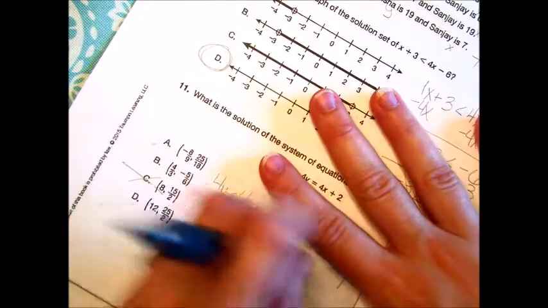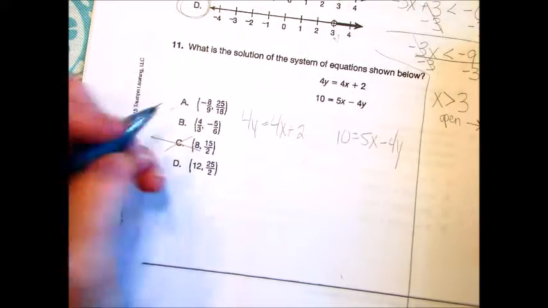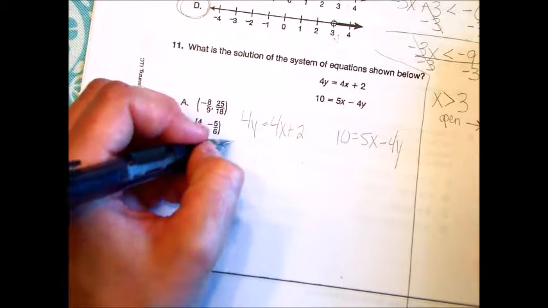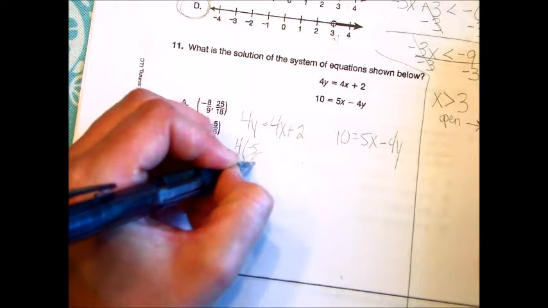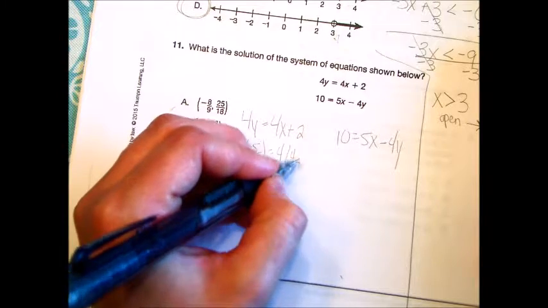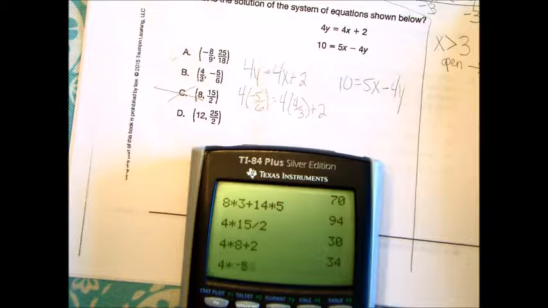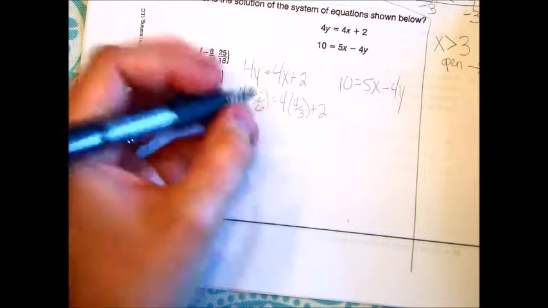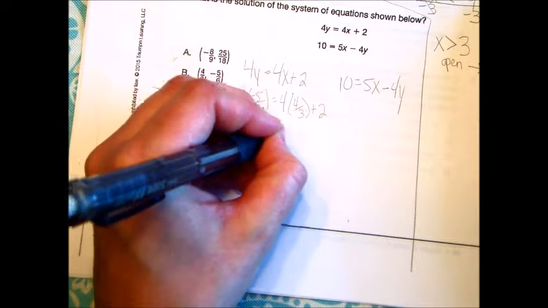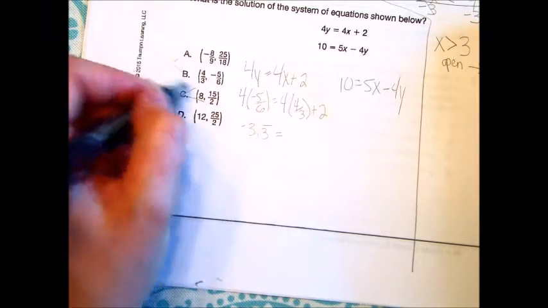I hope you have an eraser. I hope you're doing these problems with me. I'm really avoiding A, aren't I? Let's try B. I'm going to plug 4/3 in for x. So 4 times negative 5 over 6 equals 4 times 4/3 plus 2. Let's see if that's true. Ready? 4 times negative 5 over 6. So that's negative 3.3 repeating. Come on. You think this is it? Oh, alright. It's probably going to be A.